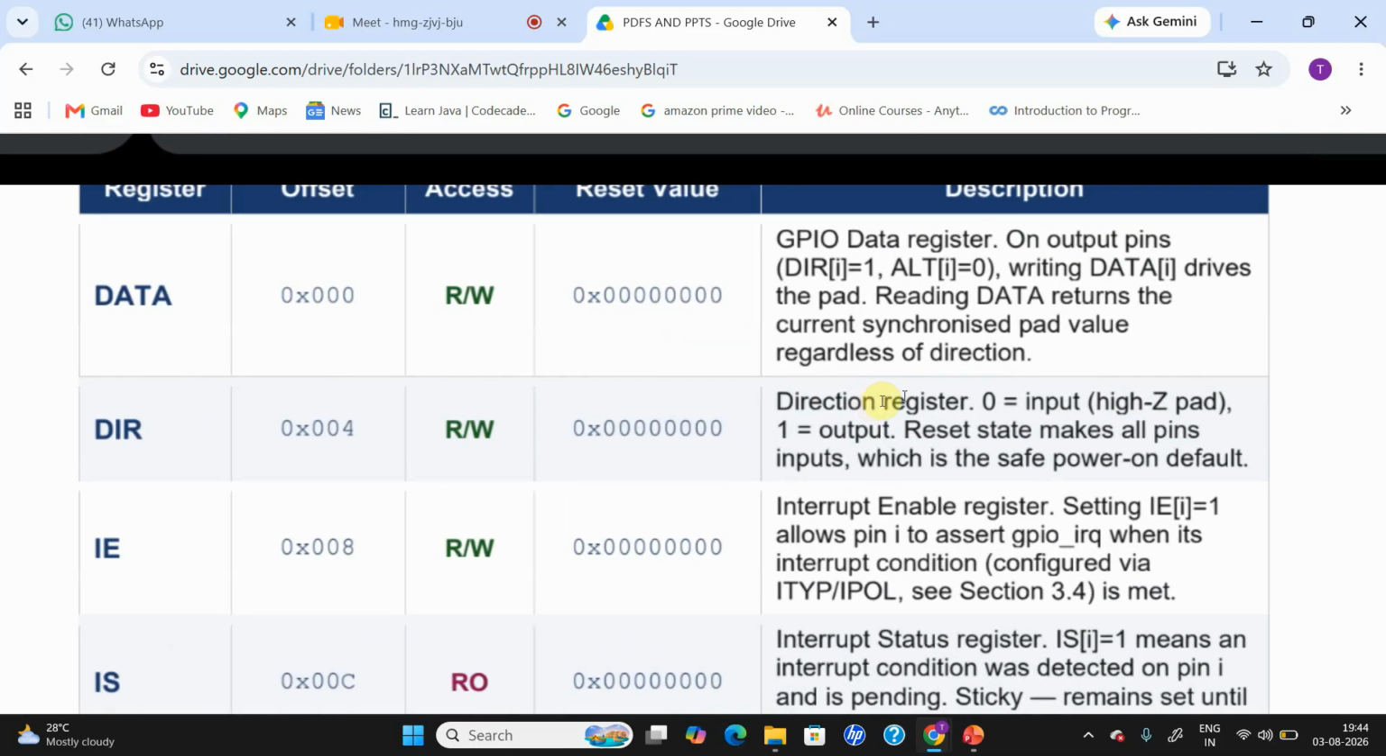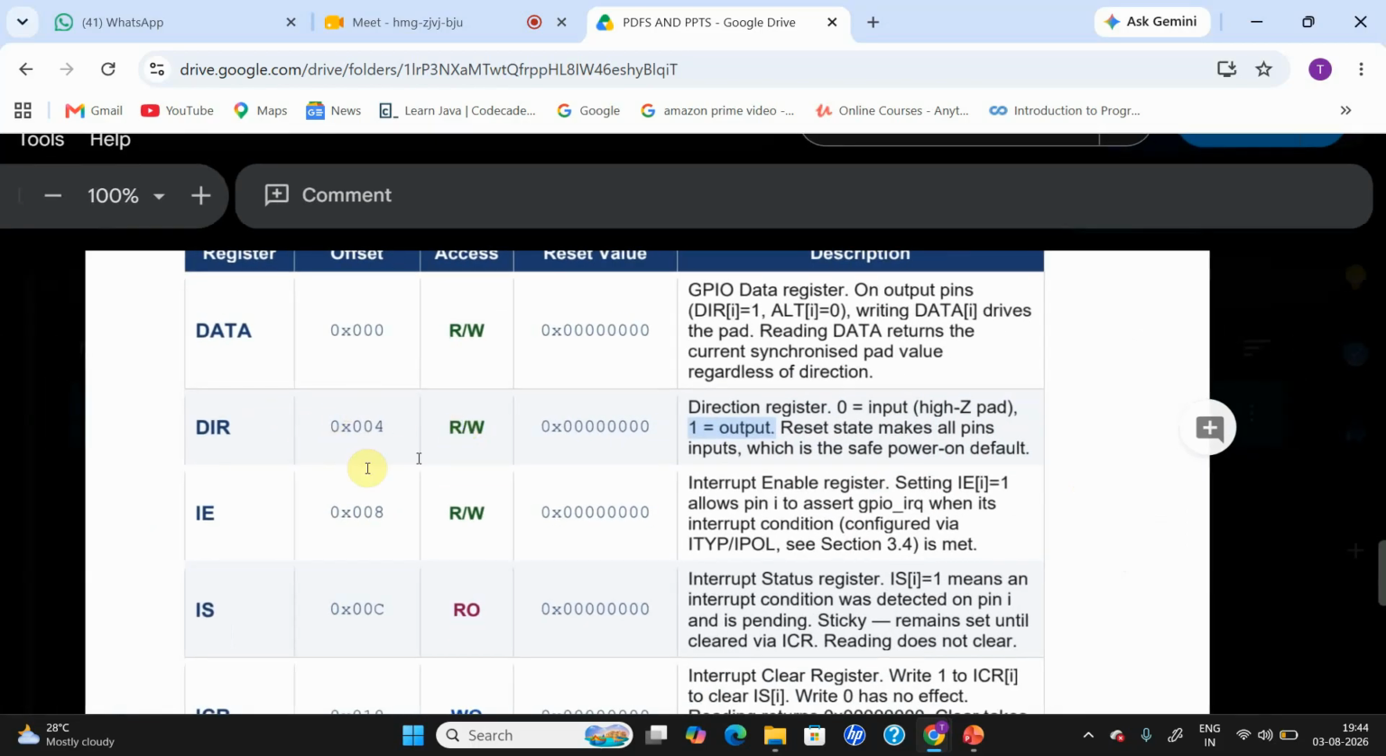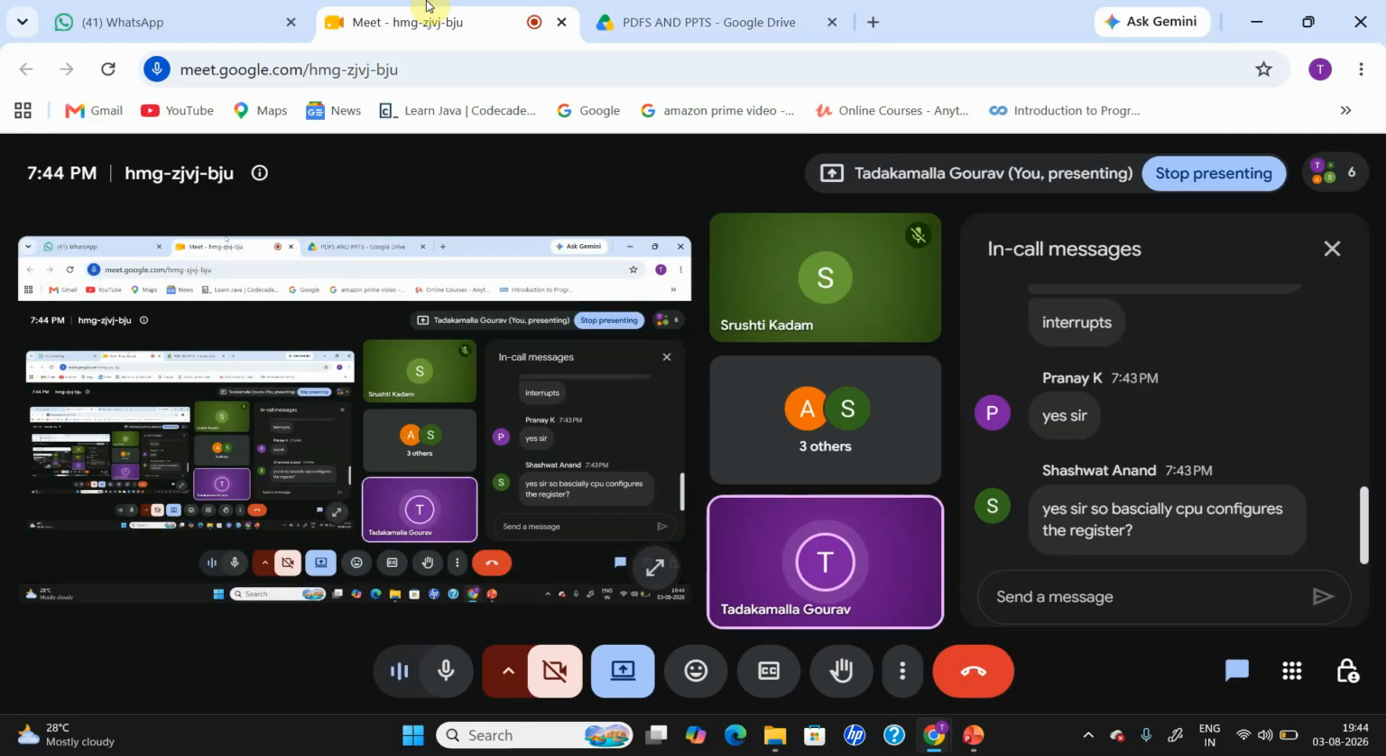Direction register: if this direction register is equal to 0, it is going to act as an input, and if it is equal to 1, it is going to act as an output. The reset state makes all pins input, which is a safe power-on default. So if you apply the reset, all the bits of this direction register will be equal to 0. That means all the pins are going to act as inputs. Okay. So that is about my GPIO direction register.